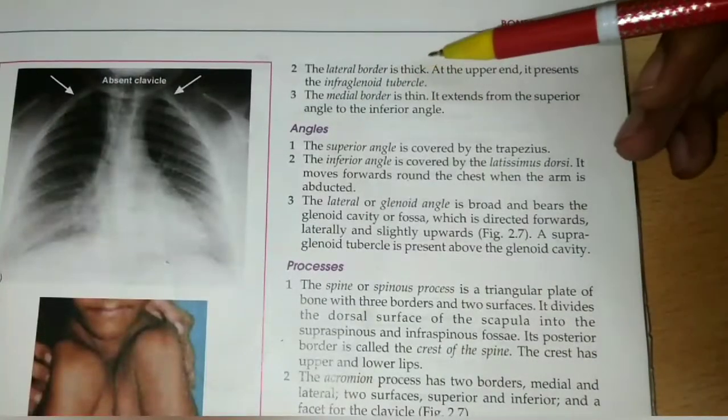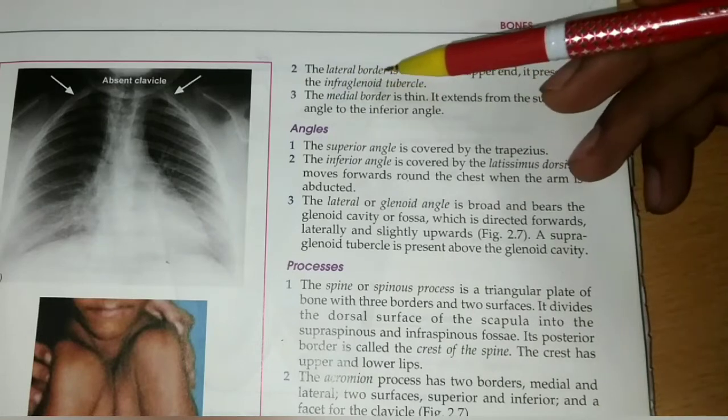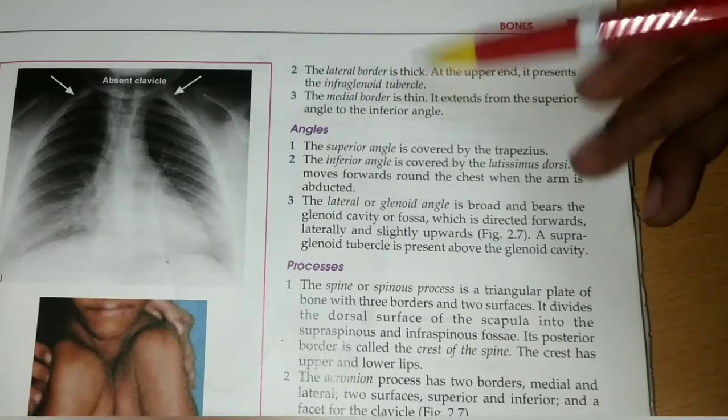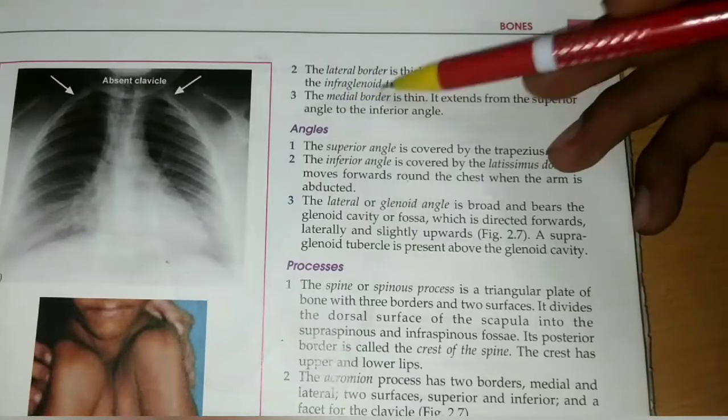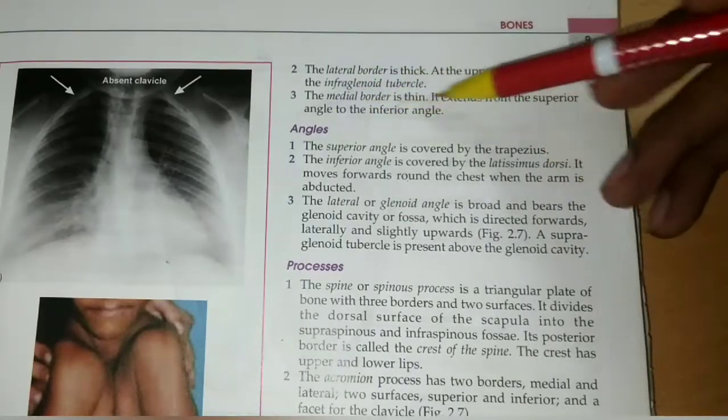The lateral border is thick. At the upper end, it presents the infraglenoid tubercle. The medial border is thin. It extends from the superior angle to the inferior angle.